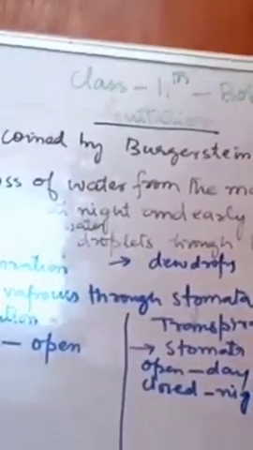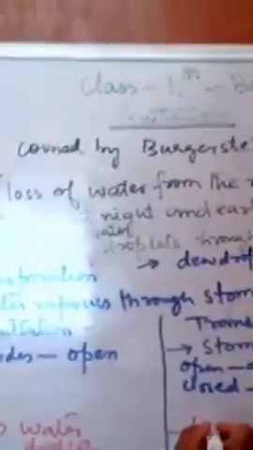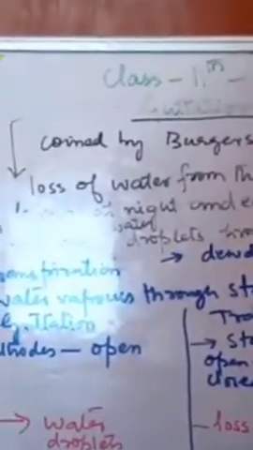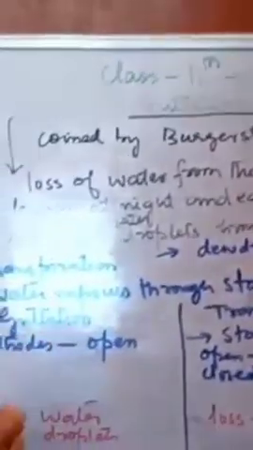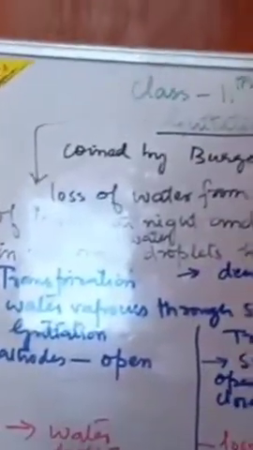The second point: in guttation, the loss of water takes place in the form of water droplets, and in transpiration, the loss of water takes place in the form of water vapors. The third point: guttation is an uncontrolled process, while transpiration is a controlled process.